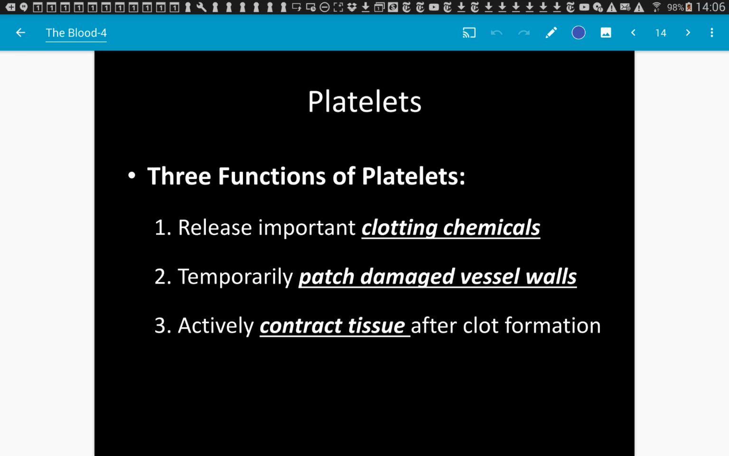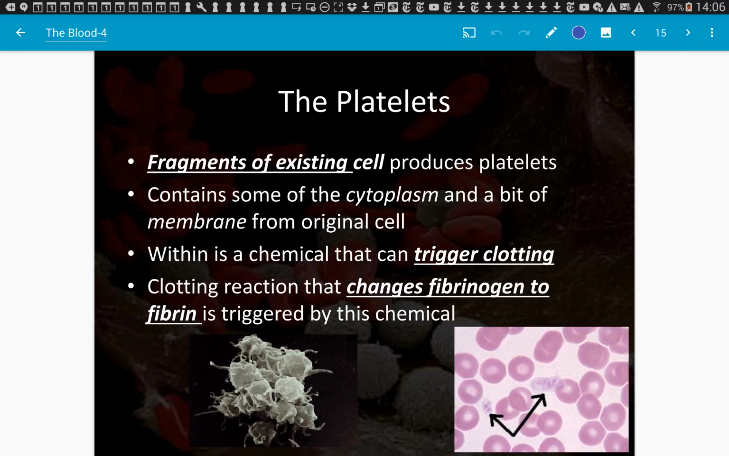And interestingly enough, this is at the very end, we may talk about this, but they also have chemicals that cause the vessels to contract. It actually starts with a vasospasm and then it contracts to help reduce the amount of blood that you lose. So there are really important functions with the platelets.